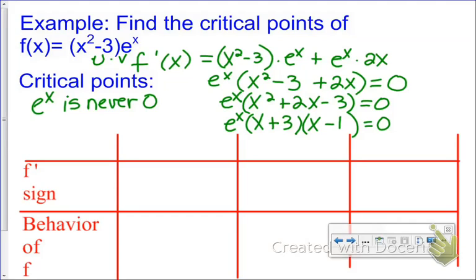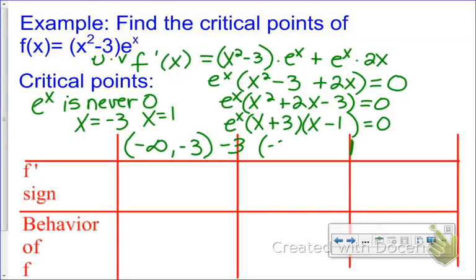So now I know the other critical points, because if I take x plus 3 equal to 0, x equals negative 3, and x minus 1 equals 0, x equals positive 1. Now I have my critical points, negative 3 and positive 1. Let's write our intervals: negative infinity to negative 3. If you have endpoints, you put the endpoint instead of negative and positive infinity, by the way. Negative 3 to 1 and 1 to infinity are my intervals.